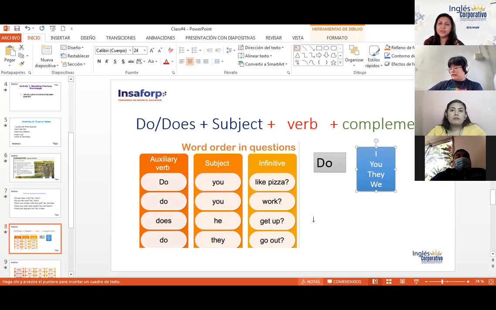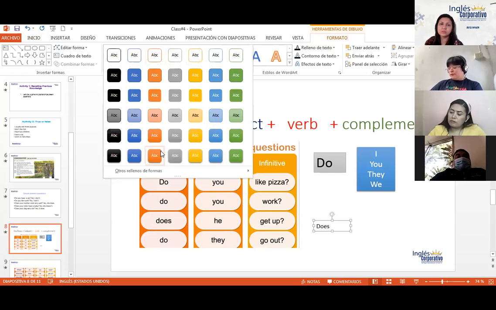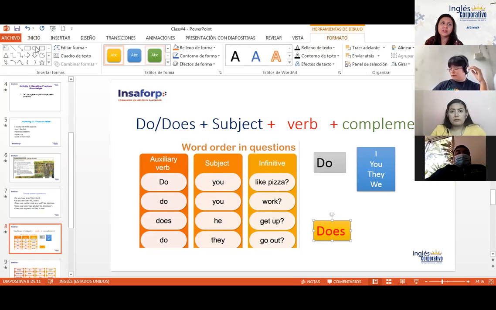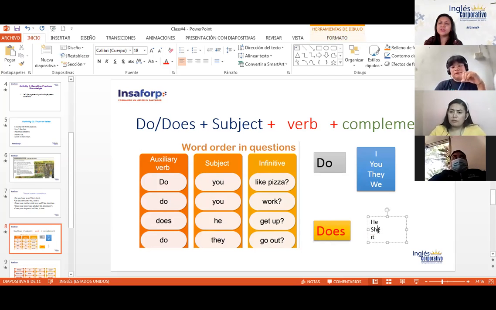Now, we use does with the third person singular. Remember that third person singular form. Does is only for the third person singular. What are the third person singular? He, she, or it. Remember that these are subject pronouns.